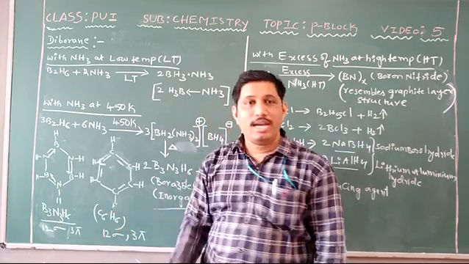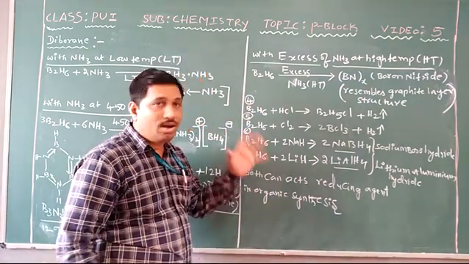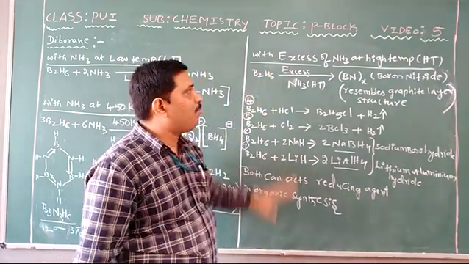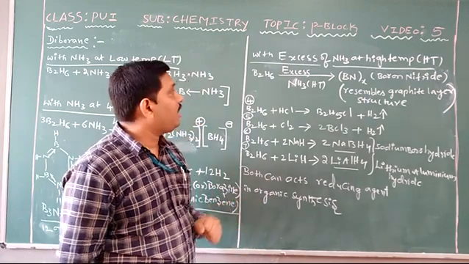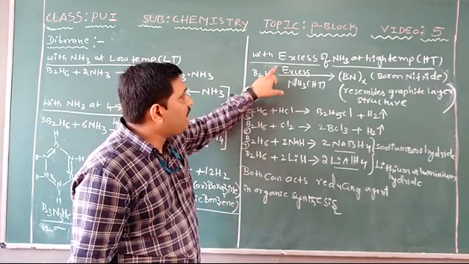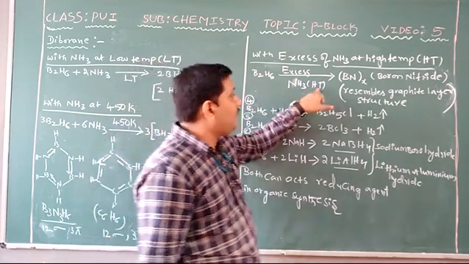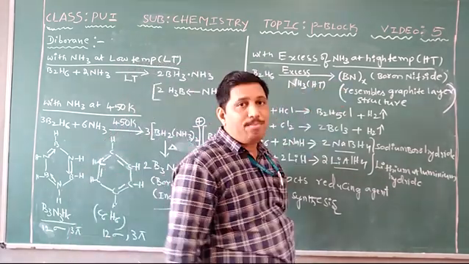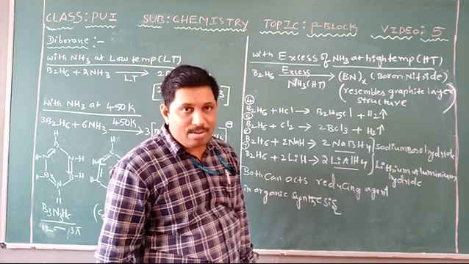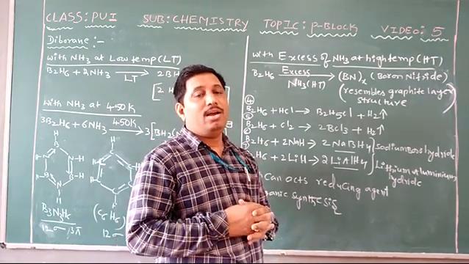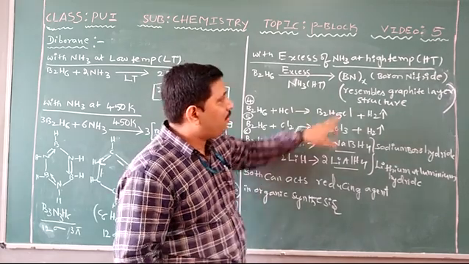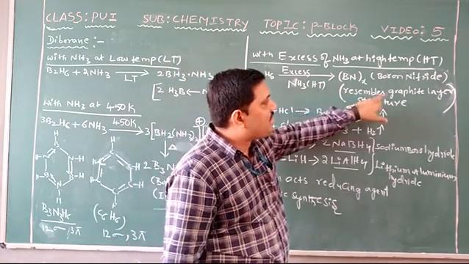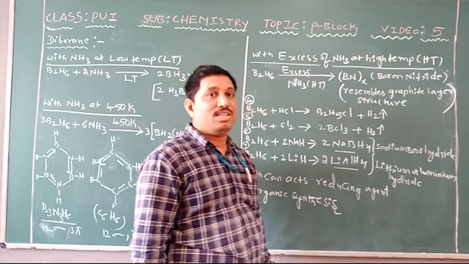Clear, students? Next one, third condition: with excess of ammonia at highest temperature. When diborane reacts with excess of ammonia at highest temperature, it can form boron nitride, with the formula BN taken x times. Boron nitride resembles the structure of graphite.